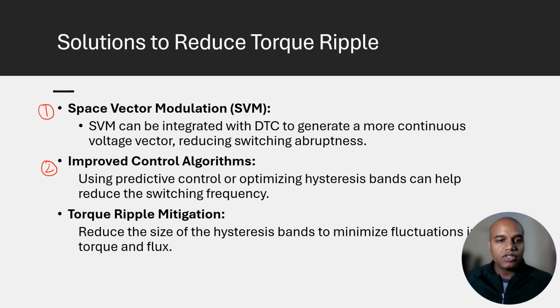And if the switching frequency is also getting smooth, or it almost looks like a constant, or only very small step changes are happening, again that leads to less torque ripple. Also, reducing the size of the hysteresis band can minimize the fluctuation in the torque and the flux.